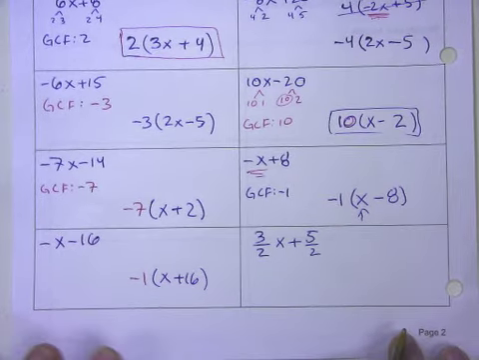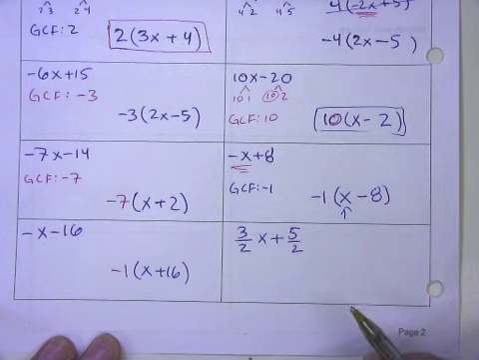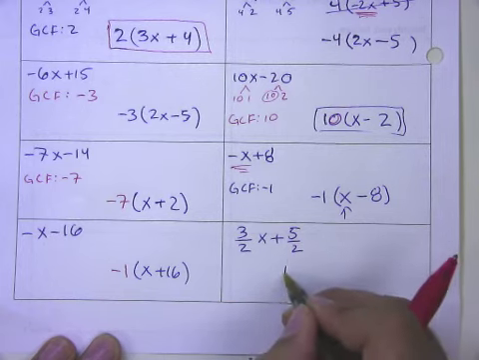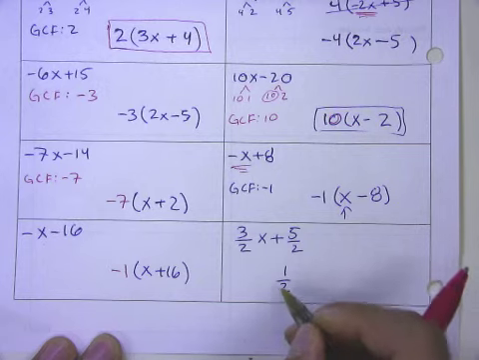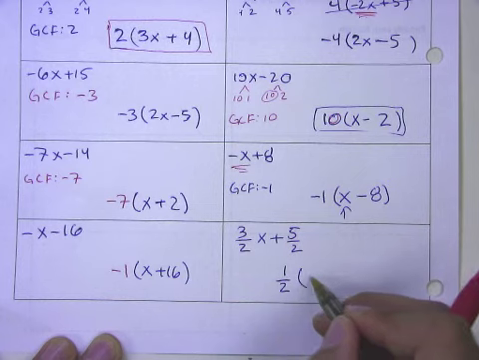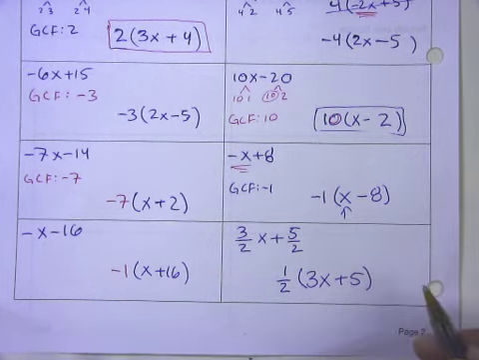Right? The challenge problem, the one that I thought was a little bit of fun, maybe you're not quite sure what to do, but it turns out that what you can use for a GCF here, what you can factor out, is actually a 1/2, because this is 3 times 1/2, and this is 5 times 1/2. So we can write this as 1/2 times 3x plus 5.